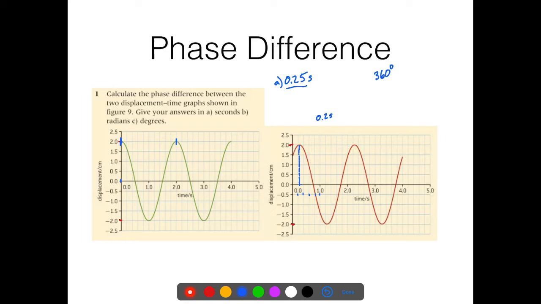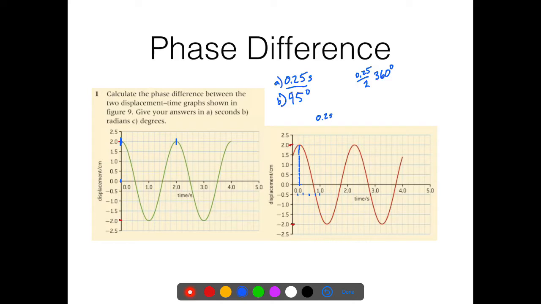So because of that, we want 0.25 out of those 2 seconds. That should be a pretty straightforward calculation. Go ahead, punch it into your calculator. We go 0.25 divided by 2, and then we multiply it by 360. And so I got about 45 degrees. So letter B, 45 degrees.